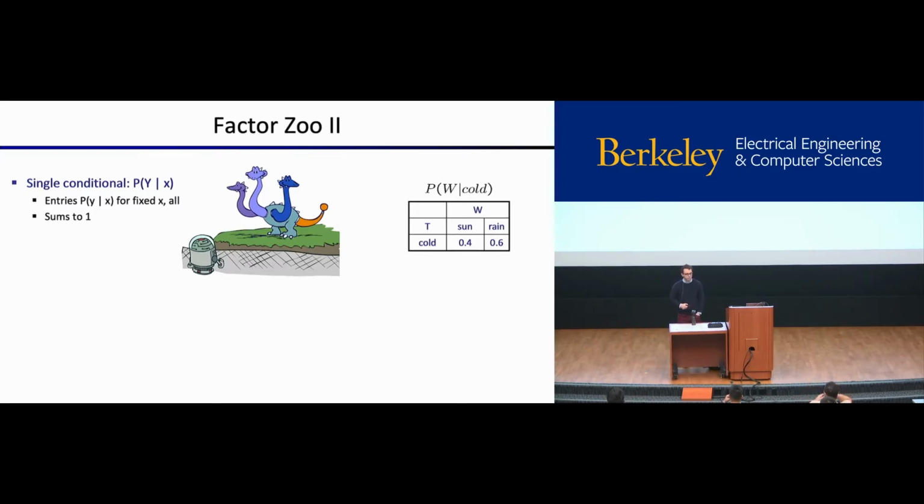Yes? It's the same as what we saw last time with the alarm and those things. This is just a conditional probability distribution, but this is one of the types of factors that we might see inside of one of these variable elimination procedures. Okay, other questions? Yes?